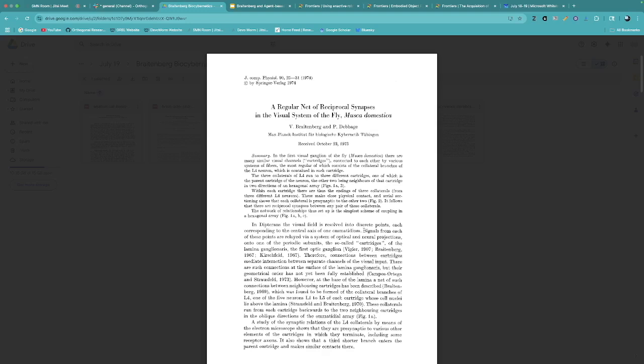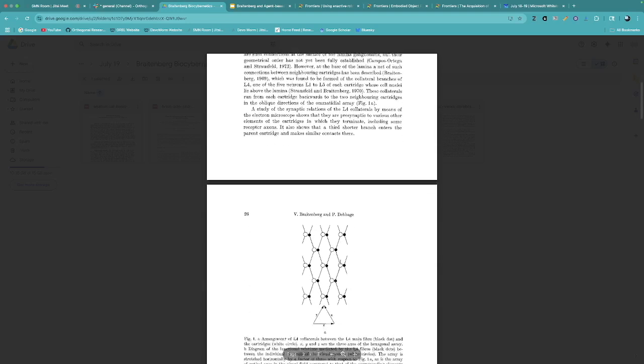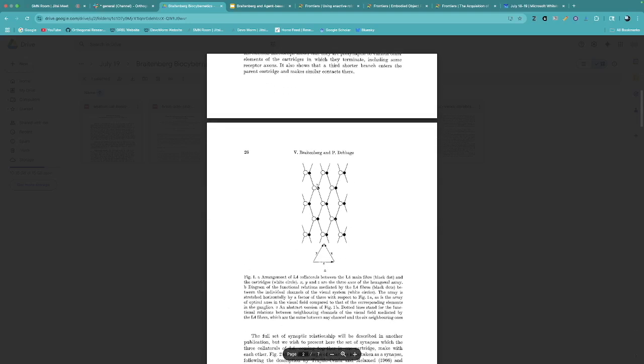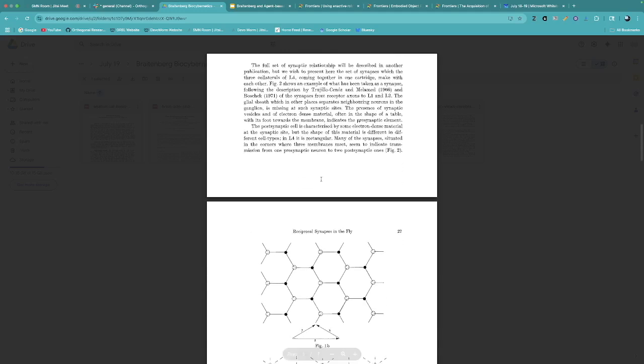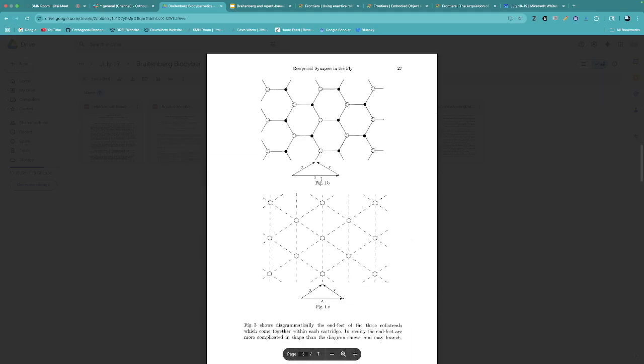And so this divides things up into these subunits, and there are thousands of subunits in the eye. They function much differently than our retina. So this is the basis for a different type of visual system, and then looking at how that's organized: this is the arrangement of L4 collaterals between the L4 main fiber, which is the black dot, and the cartridges, the white circle. So you have this sort of organization. It's a different type of organization than the mammalian visual system.